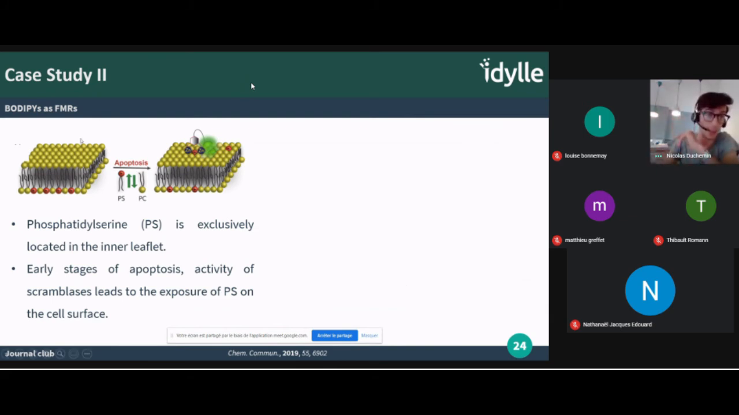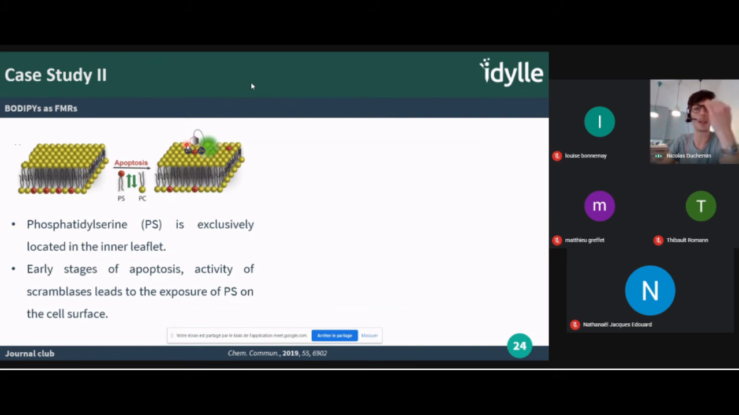So you have the outer layer of the cell and the inside of the cell, the cytoplasm, which is here. And so before apoptosis, you have the PS, phosphatidylserine, exclusively located at this point. However, in the early and late stages of apoptosis, you will have enzymes called scramblases that will invert and actually locate some of the phosphatidylserine on the outer layer and expose PS on the outer layer.